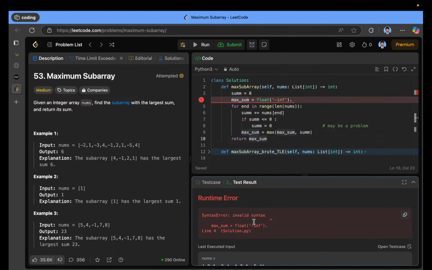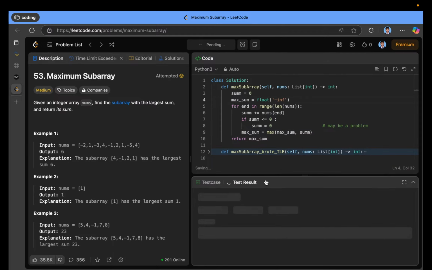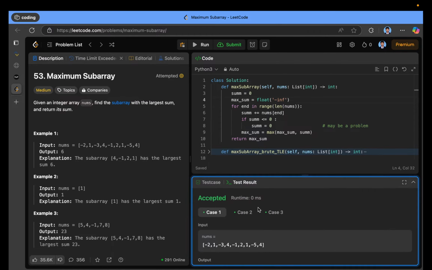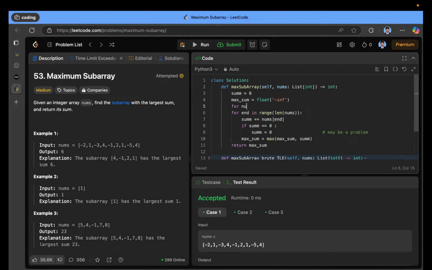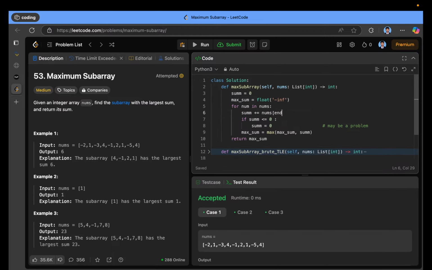Hmm, invalid syntax. I haven't changed anything, but it still works. I just removed the start. Okay. So there is one more thing that I can remove. Why am I using the end variable when I can take for num in nums? Okay. Remove this and this also. Done.